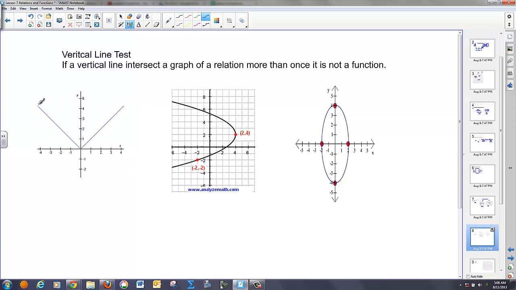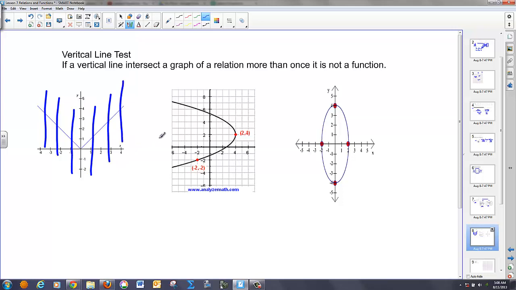So what I'm going to do here is take a set of x and y points graphed. If I were to draw a vertical line anywhere in that graph, it only crosses one point. It never crosses two. Therefore, yes, this is a function.